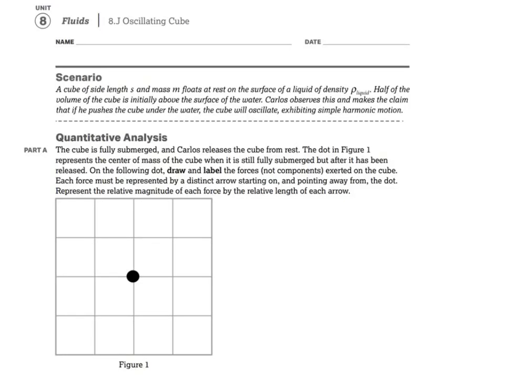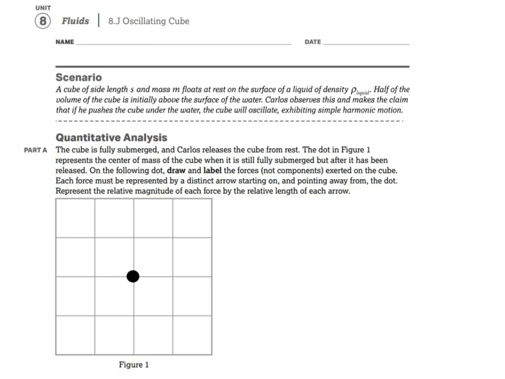Hey physics friends, I'm here with another page from the Fluids Workbook for AP Physics 1. This one's called Oscillating Cube. This is why we're doing this at the end of work, conservation of energy, and simple harmonic motion. Let's talk about this.